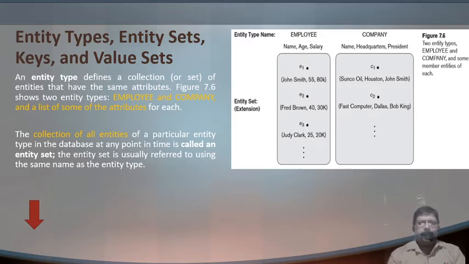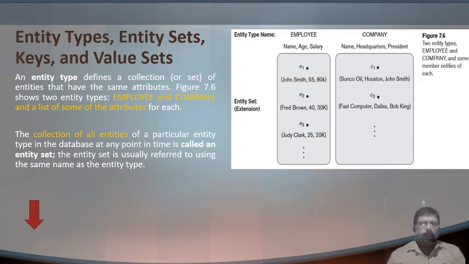Now, what is an entity type? An entity type defines a collection of entities, which you can also call a set of entities, that have the same attributes. Here you see employee and company. These two are entities having similar attributes. You can see it in the figure, correct?